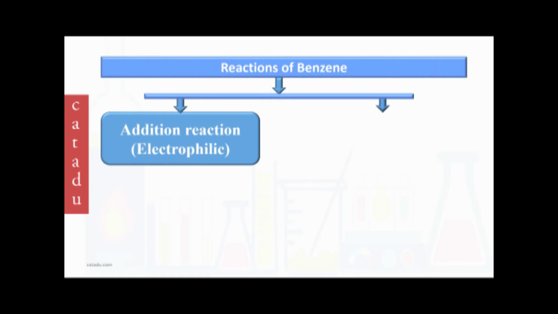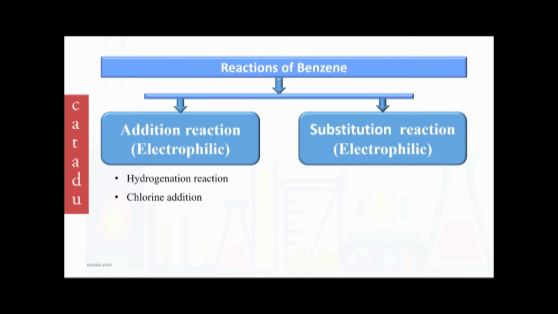Reactions of benzene. The main reactions are of 2 types: addition reactions, electrophilic addition, and hydrogenation reactions. Hydrogen can be added to the double bond, and chlorine can be added there. But depending on the conditions, there is another type of reaction, substitution reactions. Hydrogen from benzene can be substituted by different groups. They are chlorination, bromination, nitration, and sulfonation.